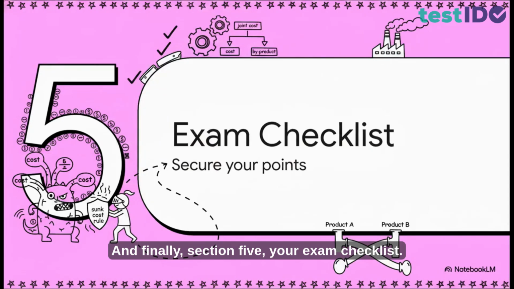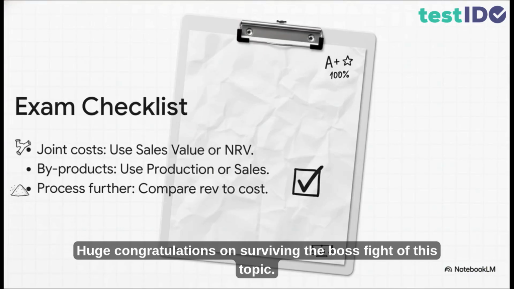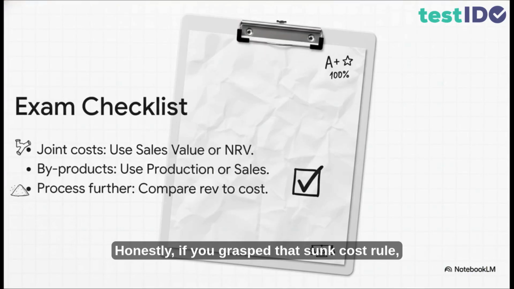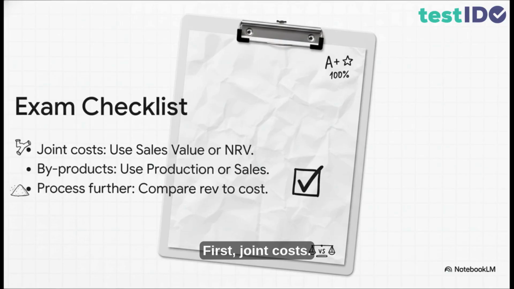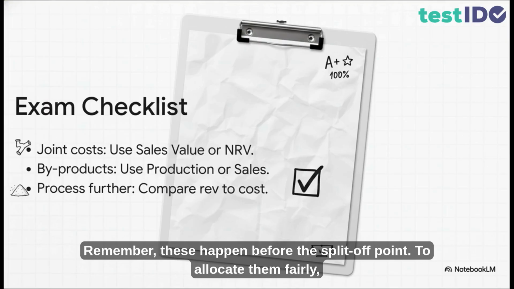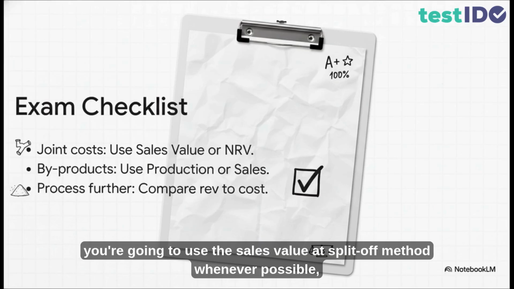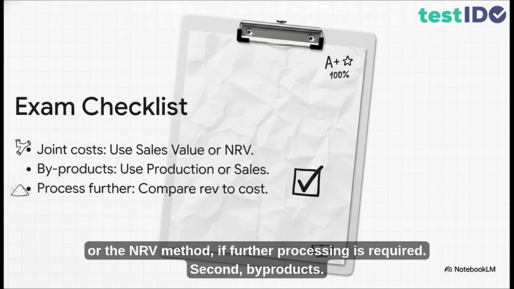And finally, Section 5, your exam checklist. Let's lock in those points. Huge congratulations on surviving the boss fight of this topic. Honestly, if you grasped that sunk cost rule, you are already way ahead of the curve. Here is your ultimate takeaway checklist. You might want to take a mental snapshot of this. First, joint costs. Remember, these happen before the split-off point. To allocate them fairly, you're going to use the sales value at split-off method whenever possible, or the NRV method if further processing is required.